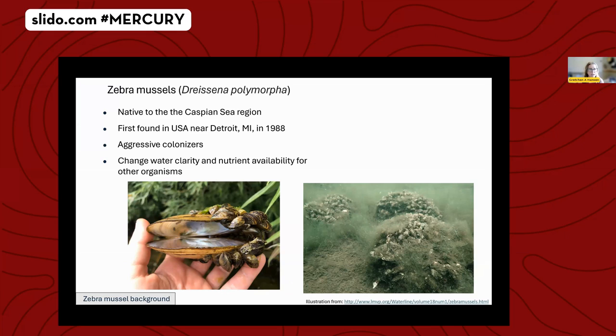They are aggressive colonizers, and one of their main documented impacts is that they increase water clarity and nutrient availability for other organisms, and that's going to be a theme of how they might affect other processes, including mercury, in our lakes. So we'll keep coming back to that one.